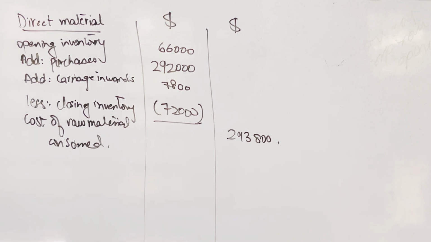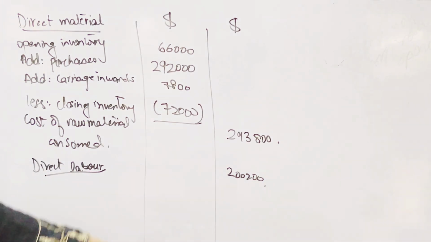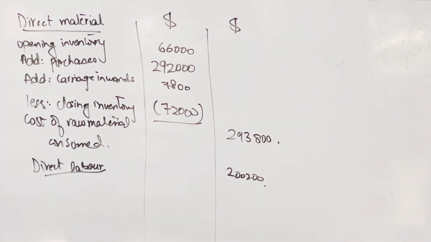If you look into the information, they stated an amount of direct labor as 200,200. So you're supposed to record all the direct labor as 200,200. Also we record direct expenses. If you look into the information, we do not have any direct expenses.